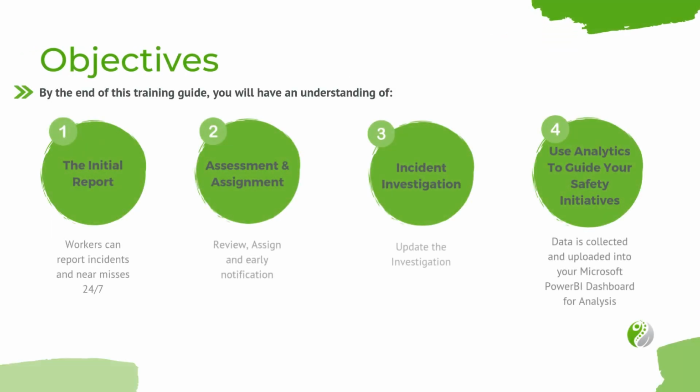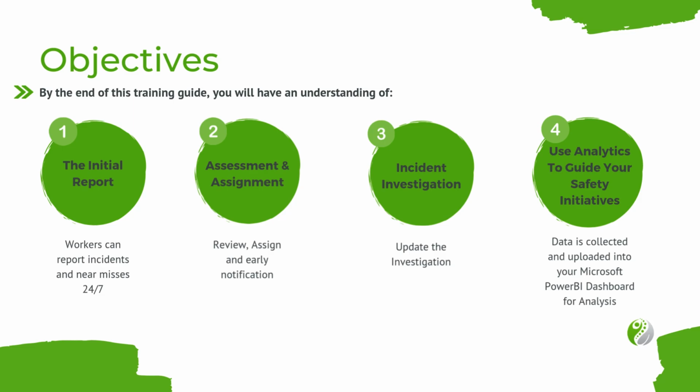The investigation system is broken out into three main parts. The first part is reporting a new incident. The second part is the assessment assignment and early notification. The third part is the actual incident investigation. Once those are completed, the investigation is ready for management review. So first, let's talk about the new incident report.